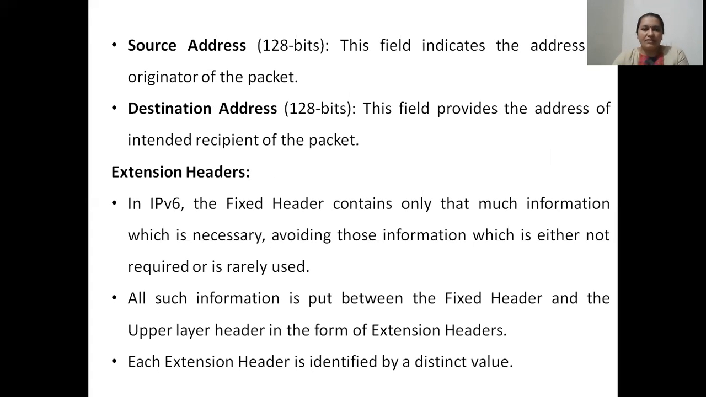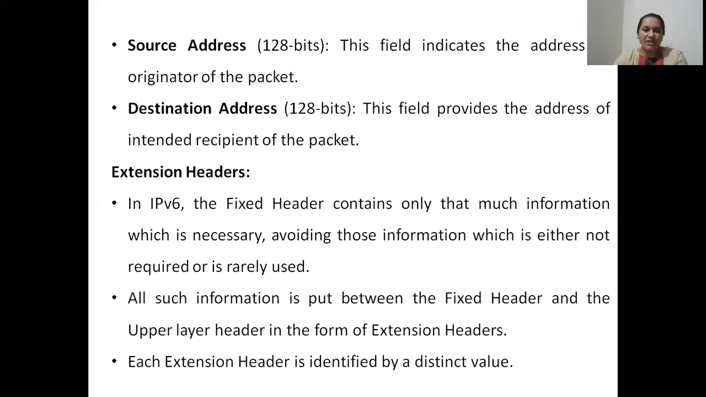The source address field is a 128 bits field, which indicates the address of the originator of the packet or the sender of the packet. Destination address is also a 128 bits field. It provides the address of the receiver or the destination of the packet.